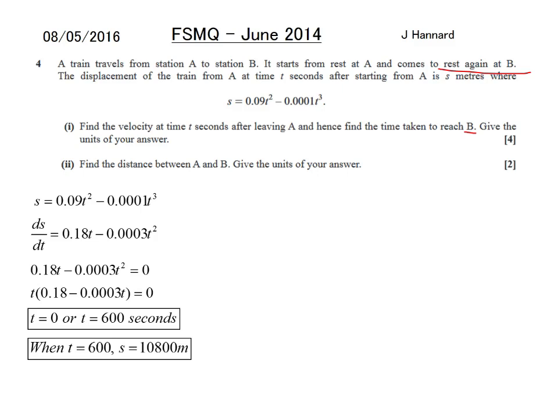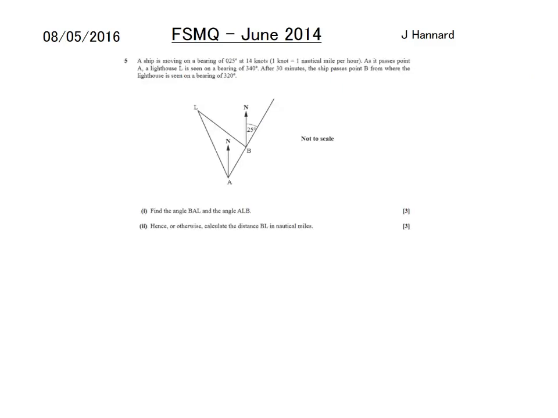Obviously when t is 0, s is 0, so after 600 seconds you let t equal 600, and you get 10,800. It's 10.8 kilometers if you like that unit of measurement, or however many centimeters it is as well. But yeah, not too bad a question, that one. Question 4. Question 5 then.